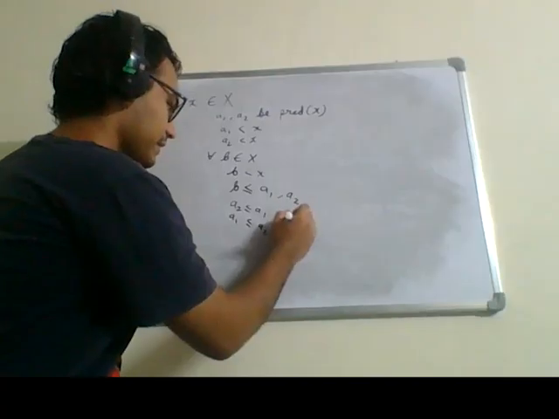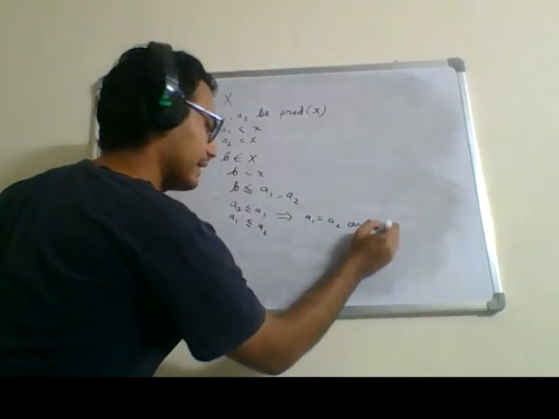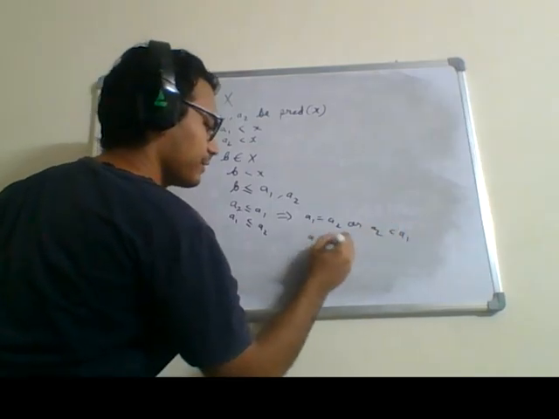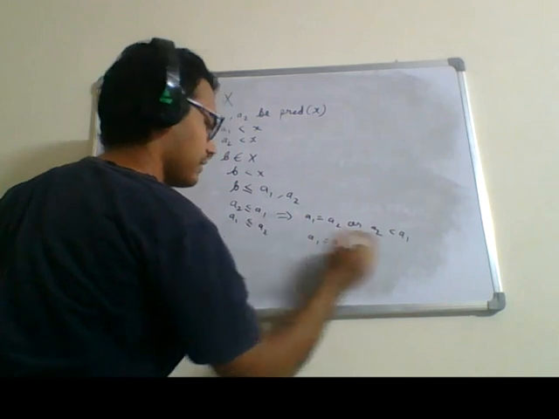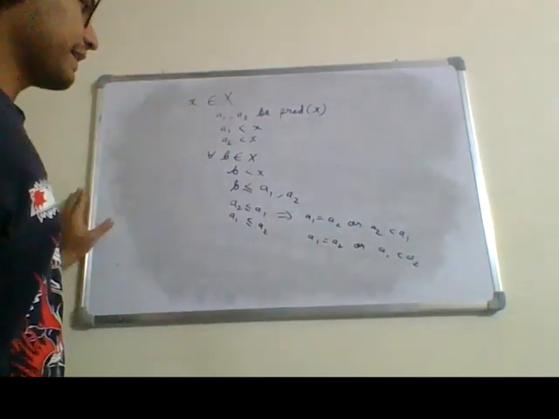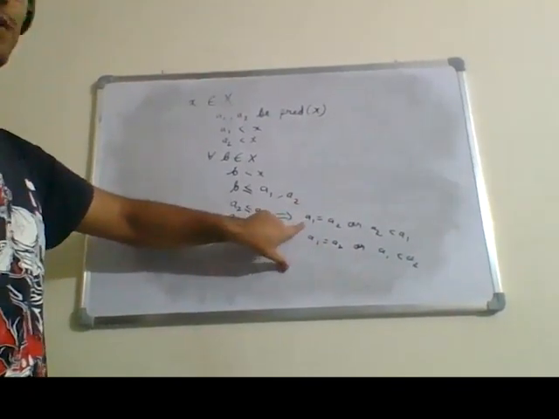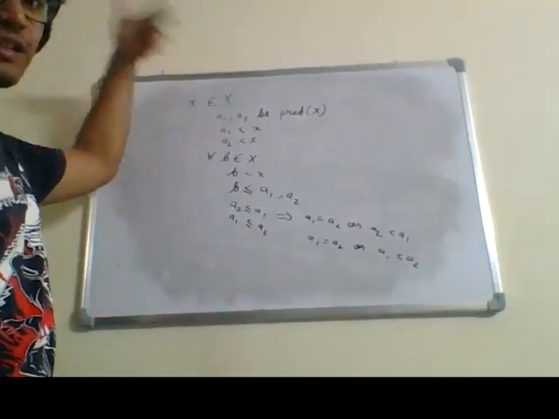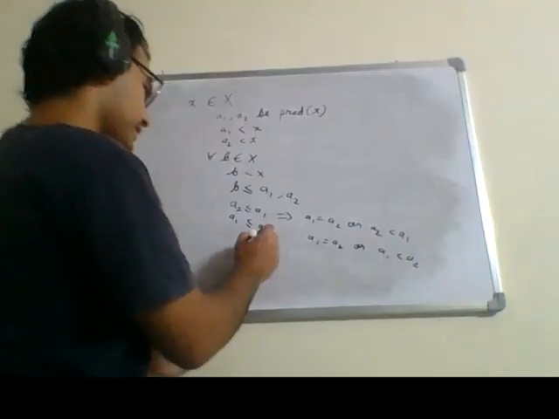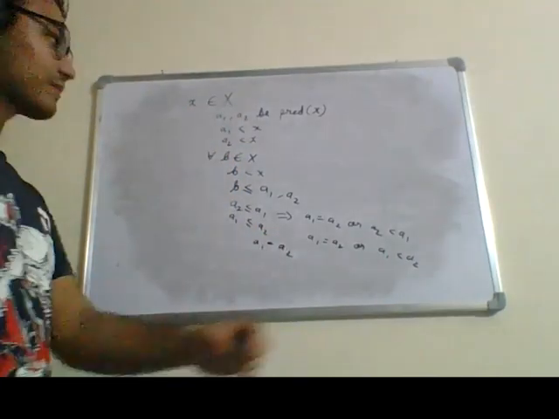But what does this mean? This means A1 equals A2, or A1 is less than A2 and A2 is less than A1. By totality, since only one of these cases can occur, the equality case must occur. Otherwise, we're contradicting totality and the fact that X is an ordered set. So that means A1 is equal to A2, which shows the uniqueness of the predecessor.